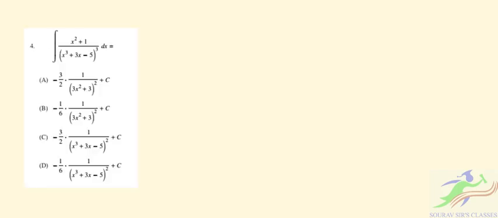So in question number 4, we have to find the integration of x square plus 1 by x cube plus 3x minus 5 to the power cube dx. So the topic for this question is nothing but integration using substitution. Okay. So first of all, how to start with this.